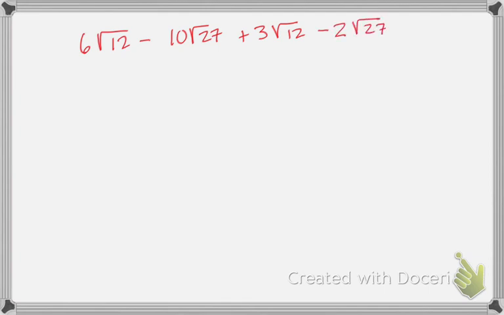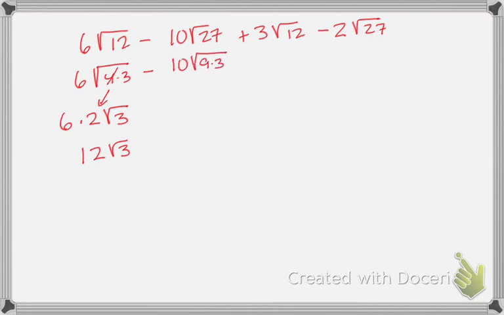Okay, let's simplify under the radical. Before we know if we can combine like terms, we have to see if they're the same, what they simplify to. So 6 stays the same, but this is going to be 4 times 3. And that reduces to, I can pull a root, 6 times 2 rad 3. So that's 12 rad 3. Minus 10 times 9 times 3. That's minus 10, I can pull the root out, times 3 rad 3. So that's minus 30 rad 3. Plus 3 times 4 times 3.